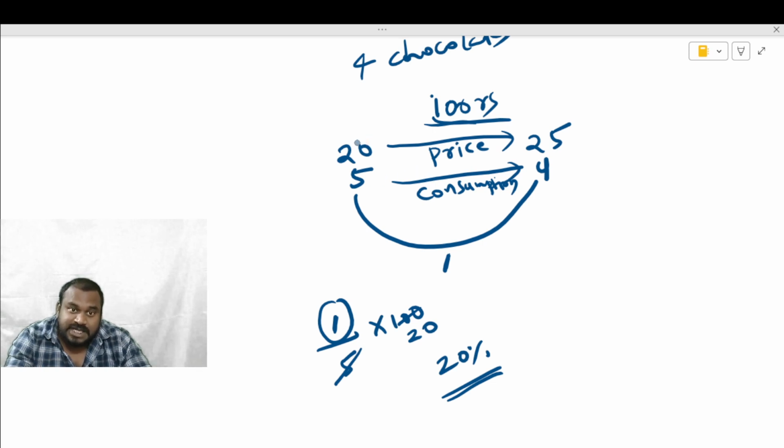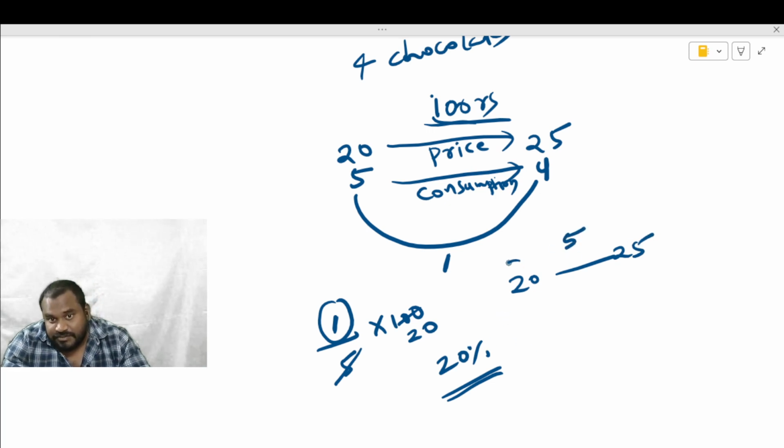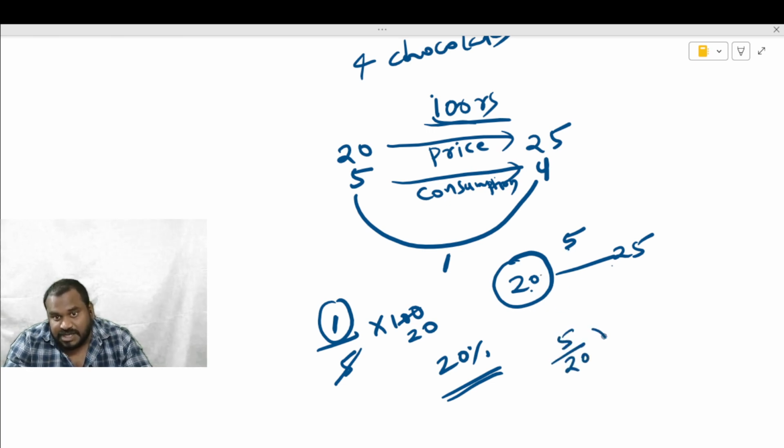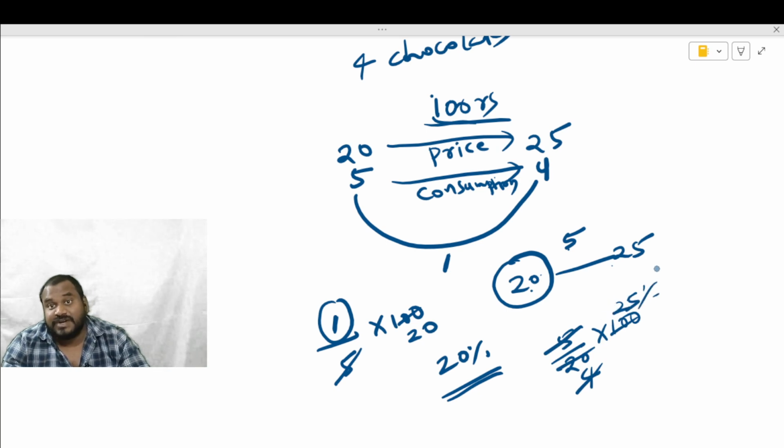Tell me. Initially it was 20, now it became 25. What is the change? 5. From the initial value, we calculate the percentage increase or decrease. So initially it was 20, now it became 25. The change is 5. So change divided by initial value into 100. 5 on the 20, 1 by 4, that is 25. 25% increase rate.